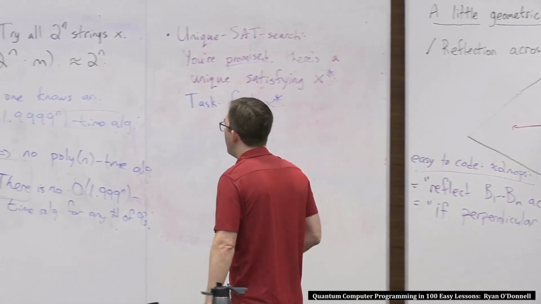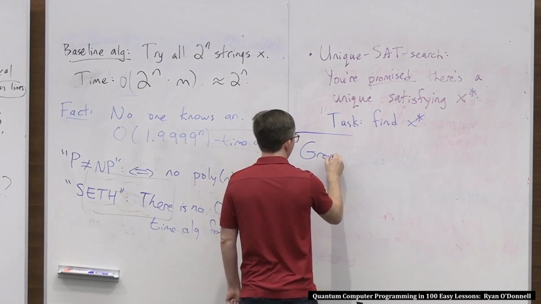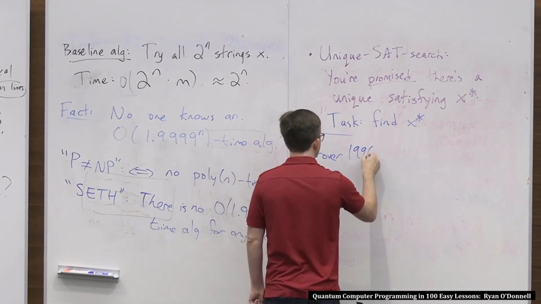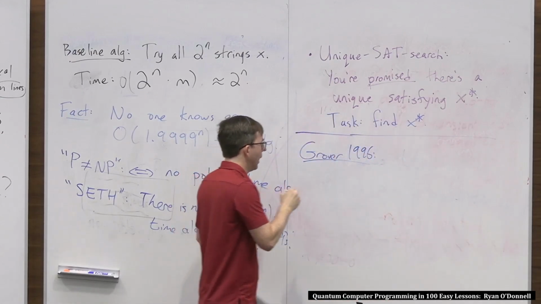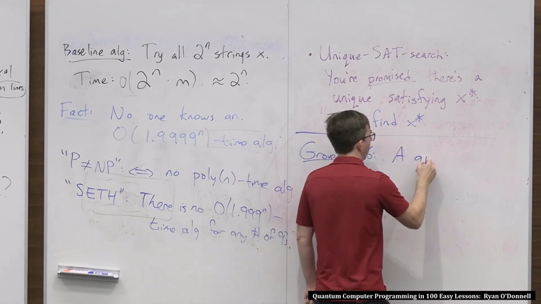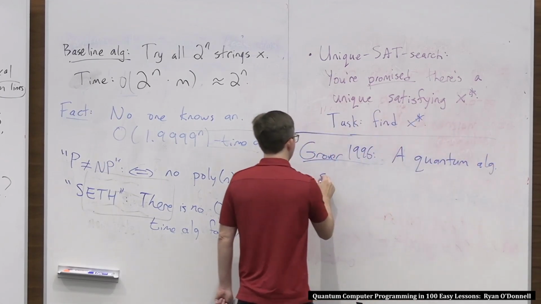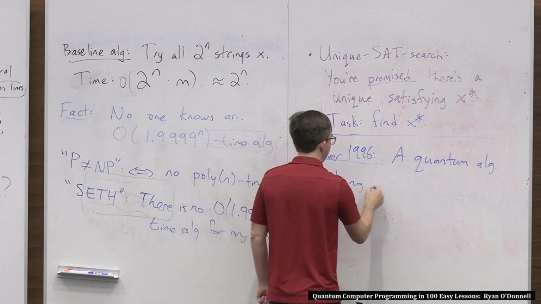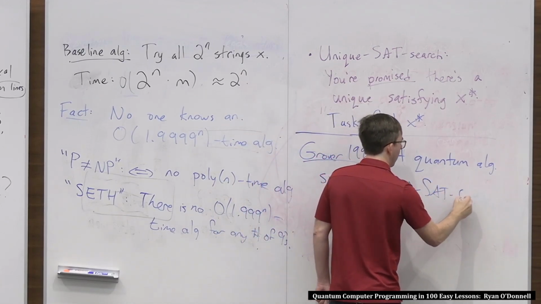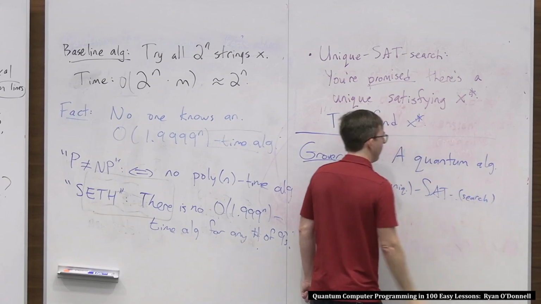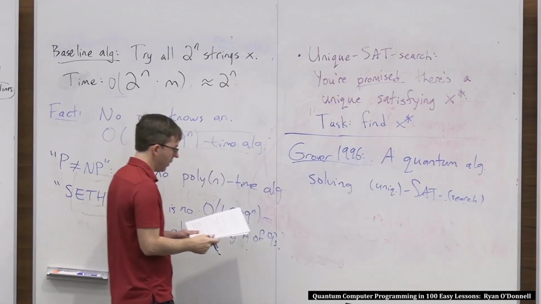So as I said, what is Grover's algorithm? This is Lov Grover. He found this in 1996, actually after Shor's factoring algorithm. It's a quantum algorithm solving this SAT problem. As we'll say, it's this unique SAT search problem, but they're all equivalent, and we'll see eventually how to solve the fully general set.